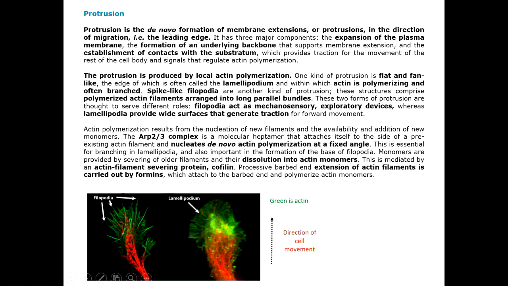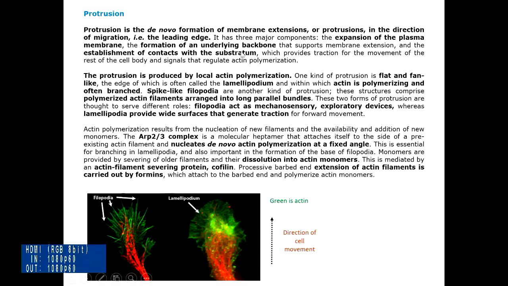So protrusion is the de novo, or brand new, formation of membrane extensions or protrusions in the direction of migration, the leading edge. These are things we've already talked about. The plasma membrane has to expand if you're going to go anywhere. You have an underlying backbone that's composed mostly of actin, and then you have contacts that have to be made with the surface that they're migrating on. This we already talked about. It's produced by local polymerization. This is exactly what I said, so I won't repeat it.